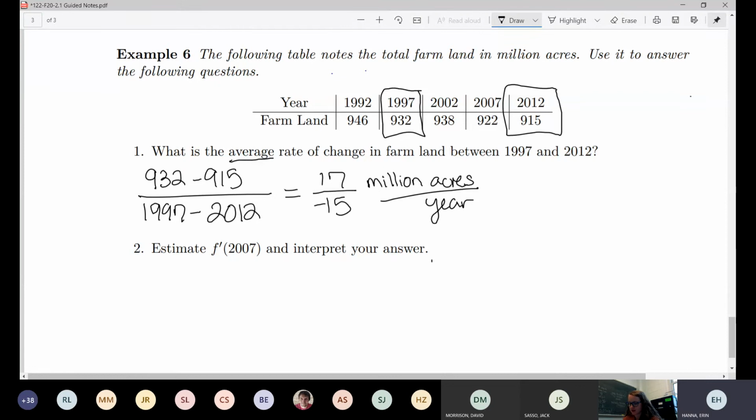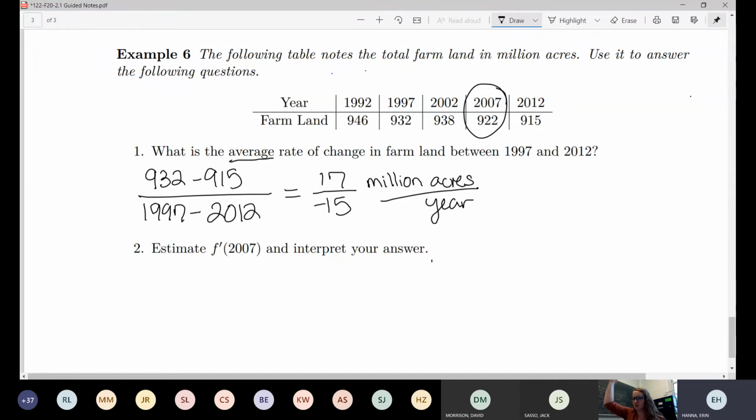And then the new piece for 2.1 is we're asked to estimate f prime of 2007 and interpret our answer. So now we care about 2007, and ideally we would be able to look at something obnoxiously close to 2007, but we don't have that here. We don't have an actual equation. We can't figure out what f of 2007.001 is.